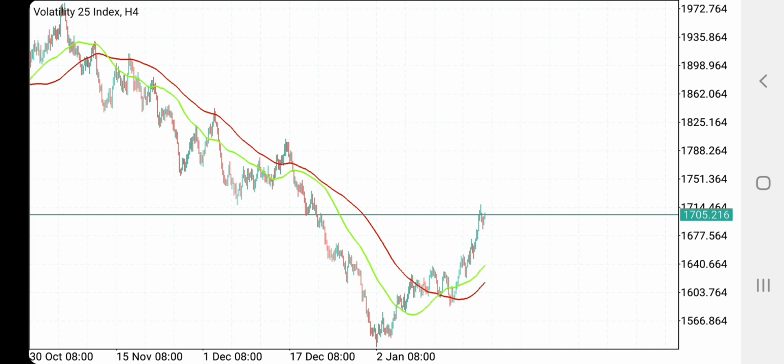lower moving average. So how this works, ladies and gentlemen, is that when the lower moving average, green, crosses over the red moving average, it has to cross over the red moving average. Usually in situations like this, the market is going to be bullish for some time or a few hours.